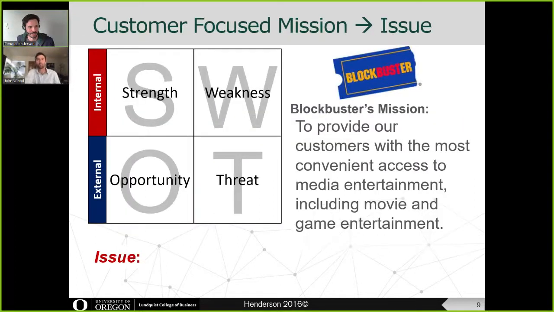To make this come alive, we're going to walk through Blockbuster and pretend we're in charge of the company back when we were in high school running around. Their mission is not too bad: they want to provide their customers with the most convenient access to media entertainment, including games, movies, and game entertainment. Sounds like Netflix. Yeah, exactly.